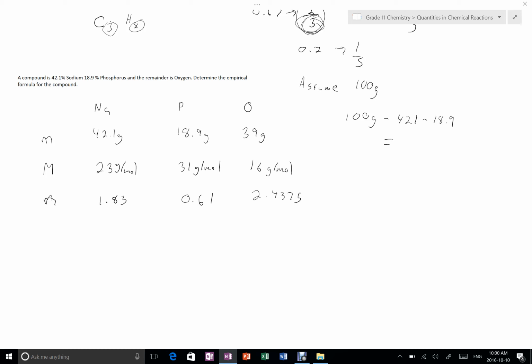It's useful, but it's a little annoying because it's not in a whole number ratio. So to get into a whole number ratio, I have to play those games again. I'm going to divide by the lowest, which happens to be 0.61. And then I'm going to get 1.83 divided by 0.61, 3. Obviously 1. 2.4375 divided by 0.61, 3.99. That's close enough to 4. Okay, if it's really close to the number, then you can just give it a little bit of a round there.